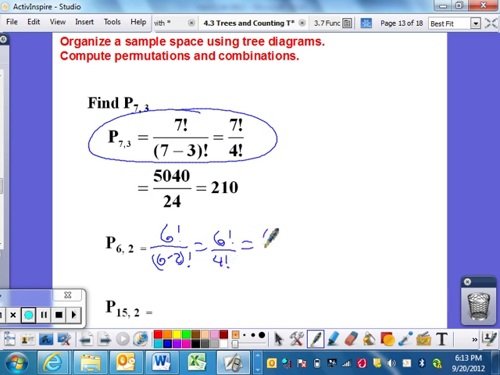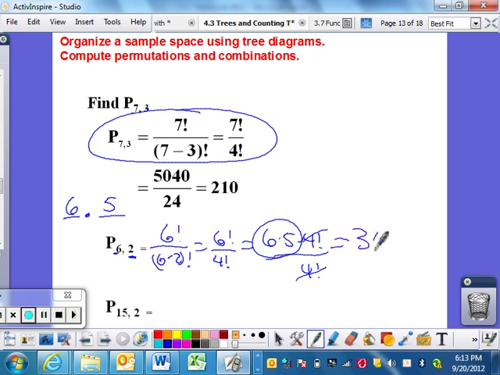And if you really want to write it all out, 6 times 5 times 4 times 3 times 2 times 1, which is 4 factorial. They cross out. Notice what's left: your 6 times 5. That goes back to my previous page where I talk about I have 6 options. I'm taking 2 of them. How many options for the first one? 6. If I have that one, then it's 5. That's where that's coming from, and that's why this is 30.